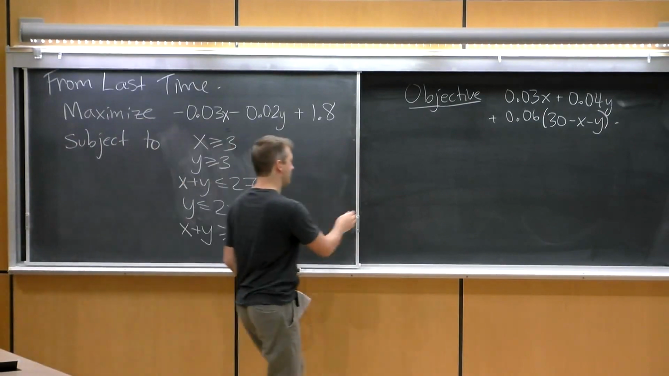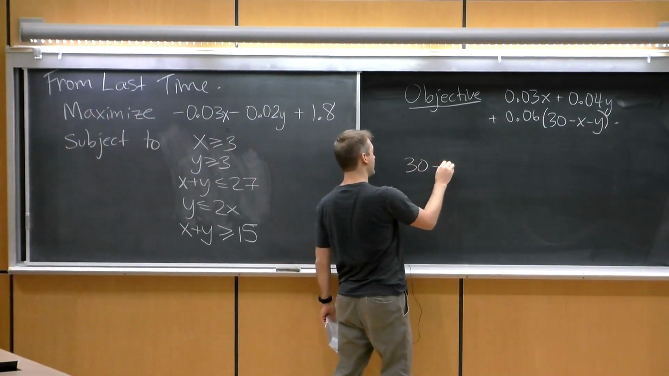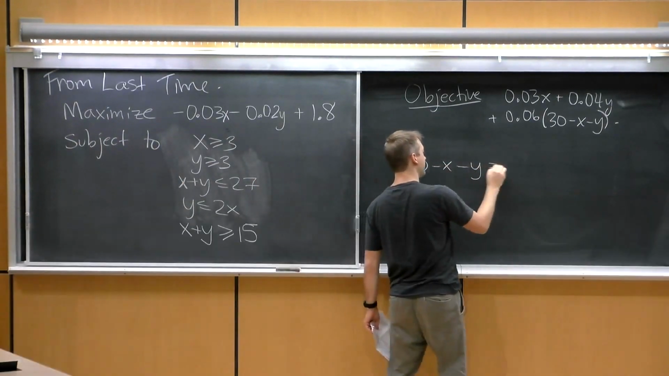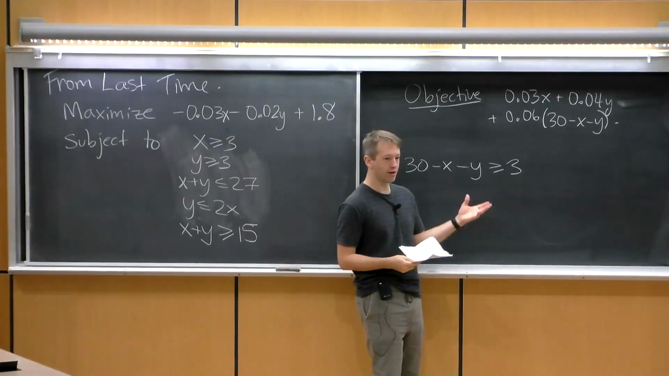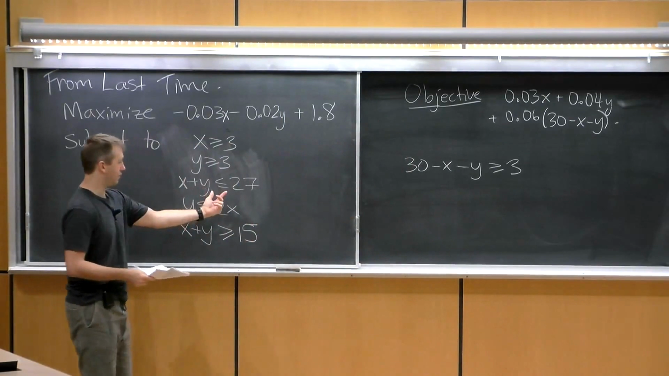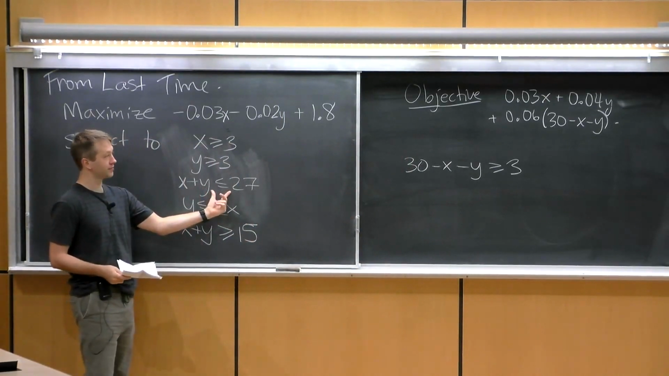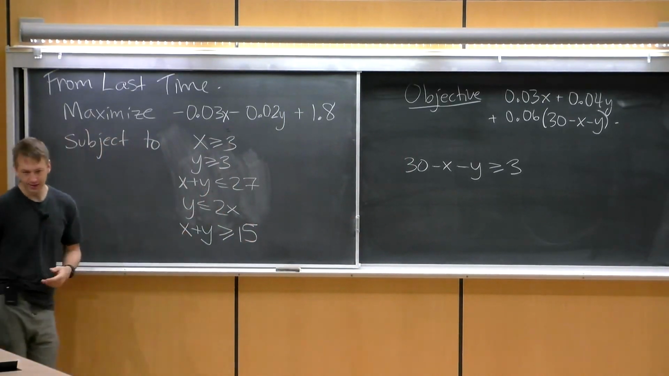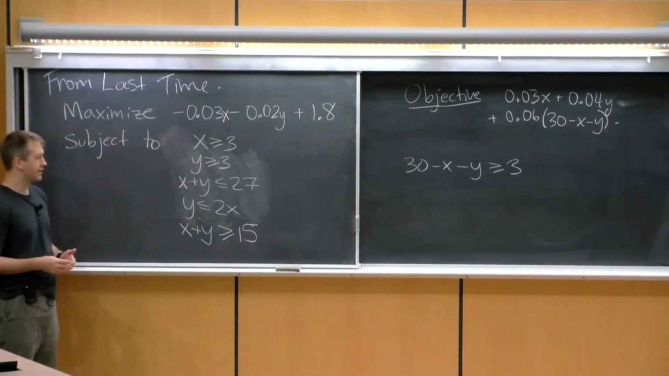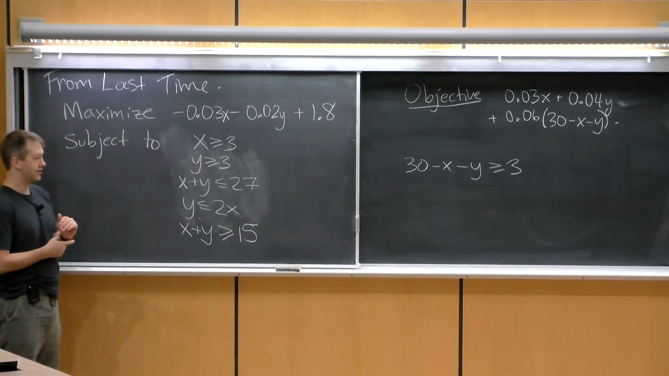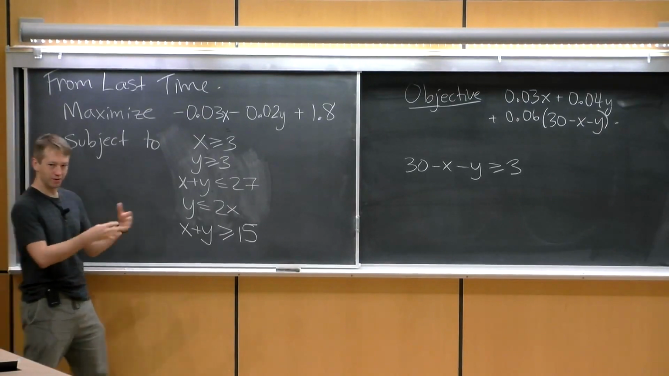We also had a constraint like 30 minus x minus y is at least 3, because you have to put at least 3 million into stocks. And if you rearrange, it just becomes this. It's not exactly what I wrote on the board last time, but it's the same after you do a few rearrangements.